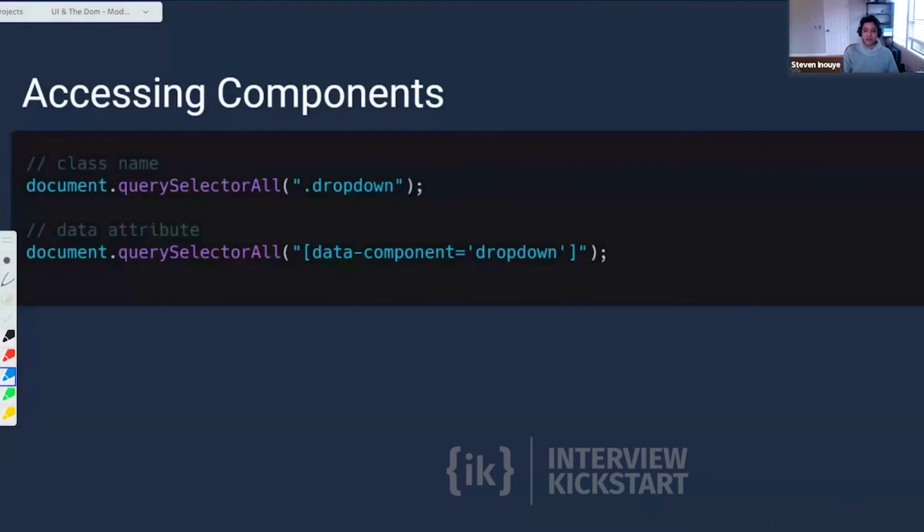So after we create our components, we are going to need a way of accessing these components. And this is the first time we're going to see query selector all. Query selector all is going to be a way for us to select different components in our HTML and be able to see what's inside our data component.